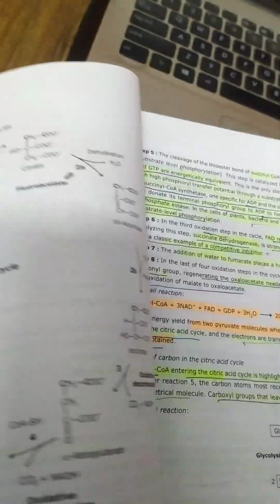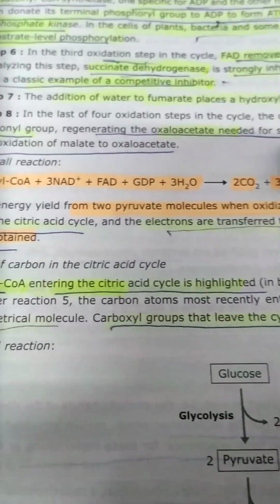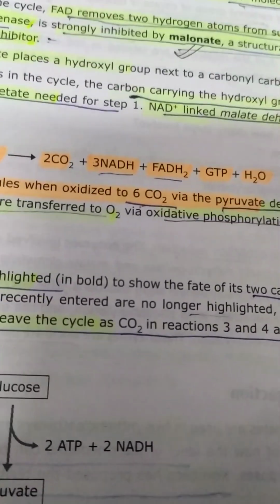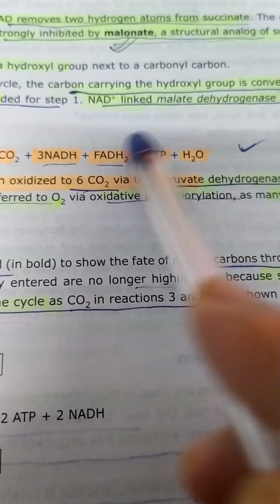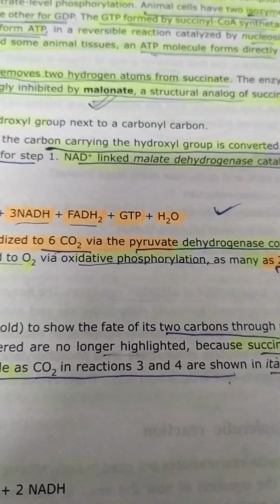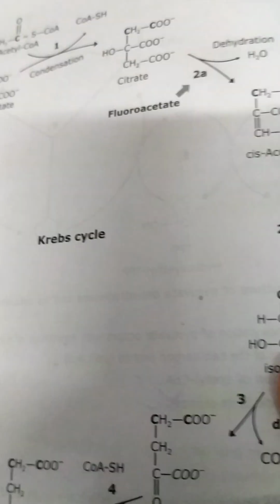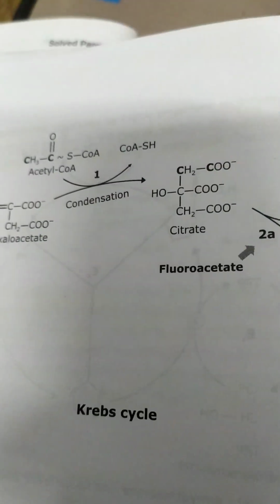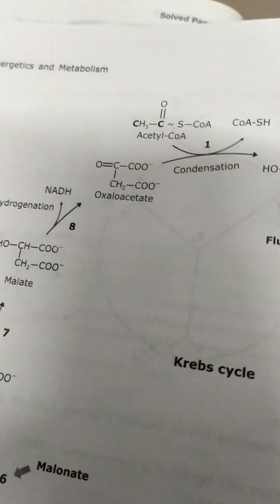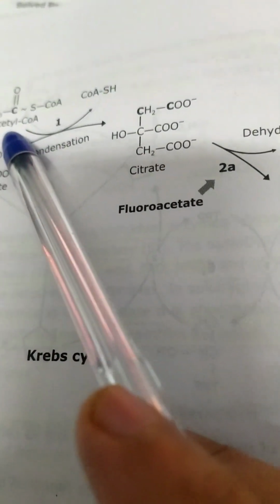Suppose this is the overall reaction of the citric acid cycle. So what will we get? We will get 2 carbon dioxide, 3 NADH, FADH2, GTP and water. Acetyl coenzyme A, you have to break down the carbon skeleton.